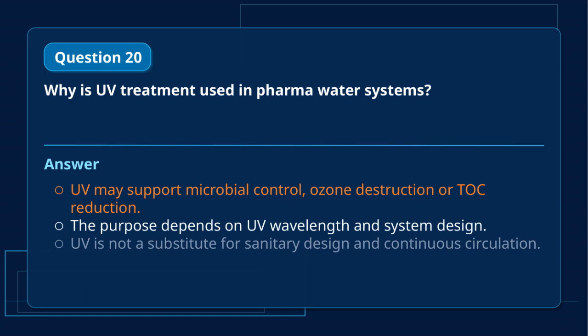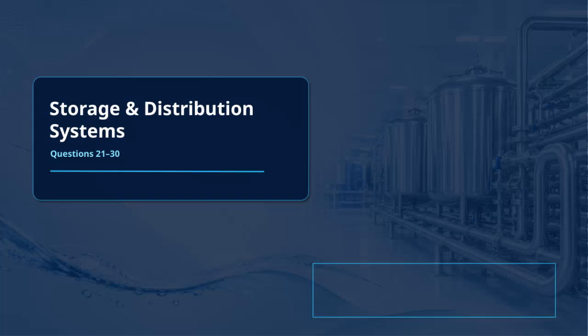It's important to remember that UV treatment is not a replacement for good sanitary design and the continuous circulation needed to keep the water system safe and compliant. So, UV is a valuable part of the water treatment process, but it works best when combined with proper system design and maintenance. Now we'll be focusing on storage and distribution systems.